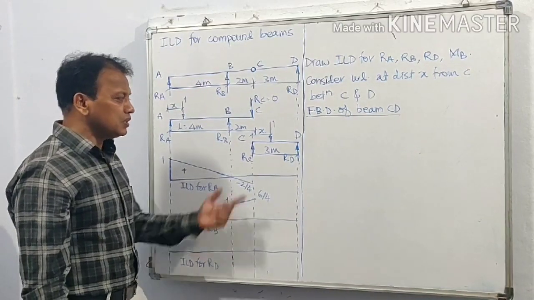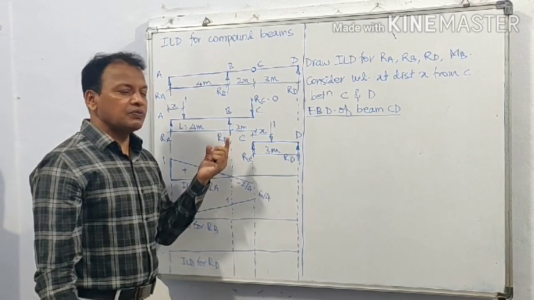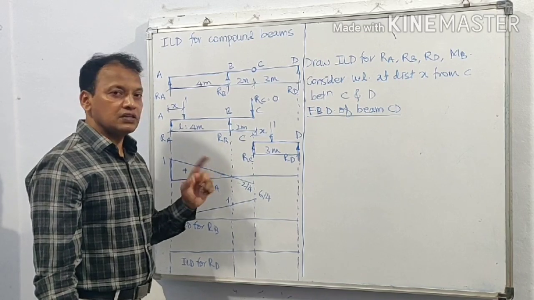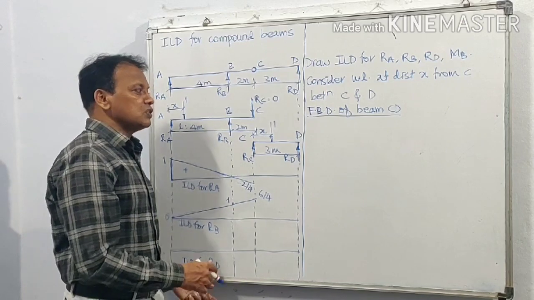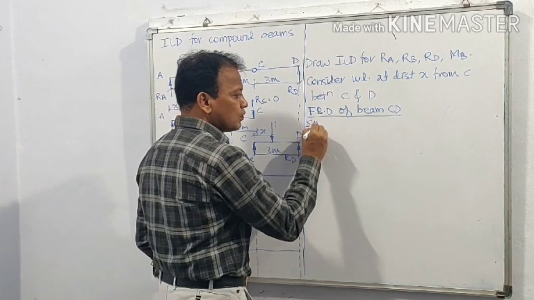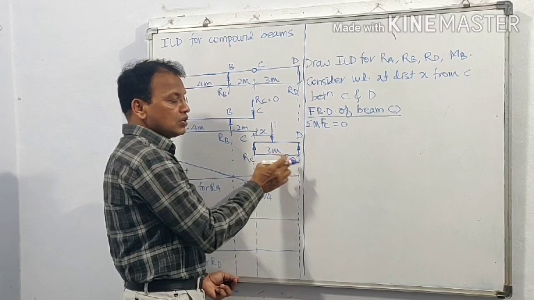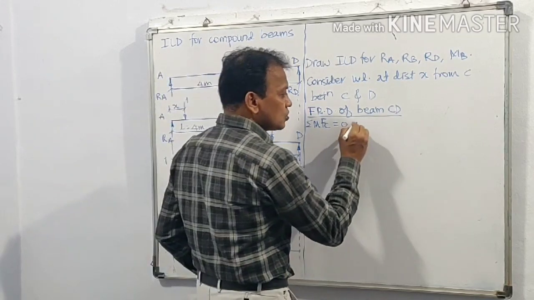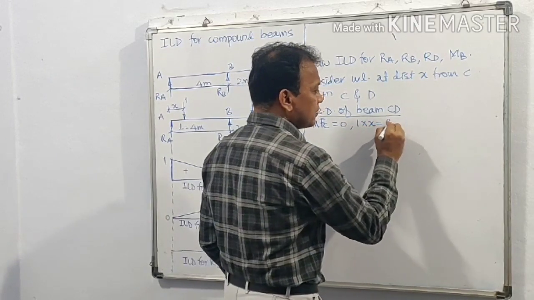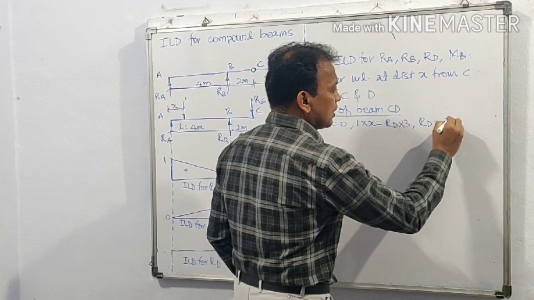Considering free body diagram of beam CD, this is a simply supported beam, and if the generalized equations which we have written earlier are written directly, that will be easier if you remember. Or let us make calculations once again. Taking moment about C, the algebraic sum of moments of all forces about C is equal to 0. Therefore 1 into x is equal to RD into 3. So RD is equal to x upon 3.